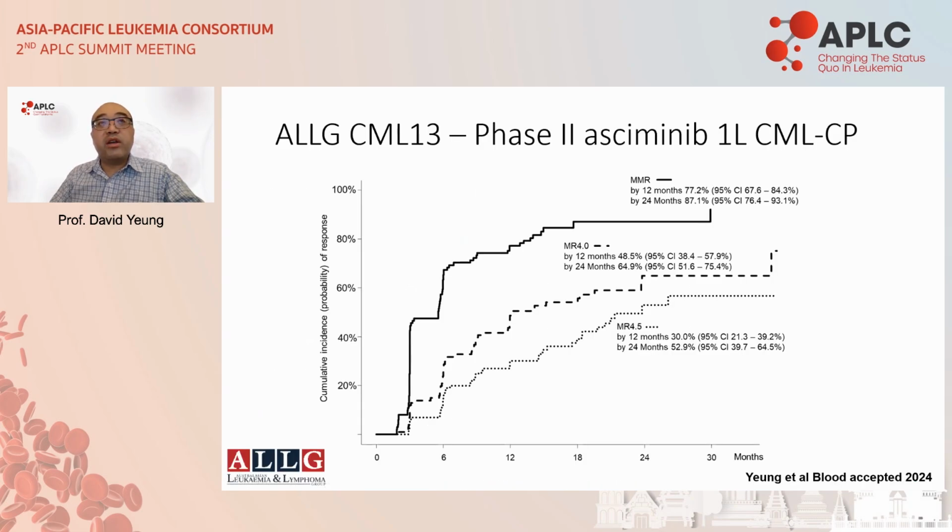In Australia, we ran our own frontline study. It's a phase 2 study that enrolled 100 patients. This has also now been published in Blood. We used asciminib in the frontline setting, initially 40 milligrams BID, then changing it to 80 milligrams once a day. And we also saw really high cumulative incidence of major molecular response and deep molecular responses. The MR4.5 rate is particularly encouraging at about 50% after 2 years.